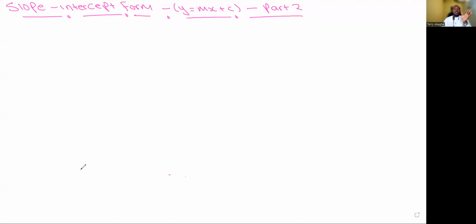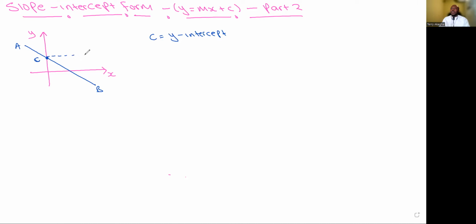So this form is always referred to as the general equation of a straight line, okay? Like I told you earlier, if you have a particular straight line, let's assume we have this line. This is the x-axis, and this is the y-axis, right? And we have a line, let's call this line AB. Where this line touches the y-axis is what we call C. The C is equal to the y-intercept. The angle it makes with the x-axis is what we call the slope or gradient.